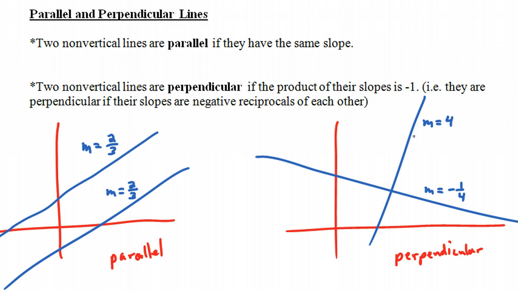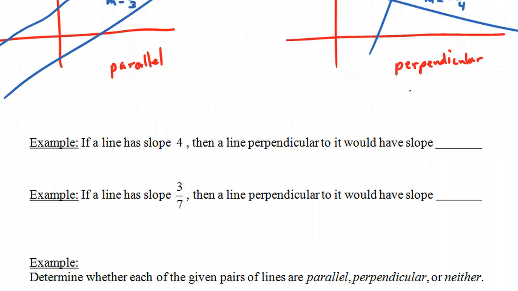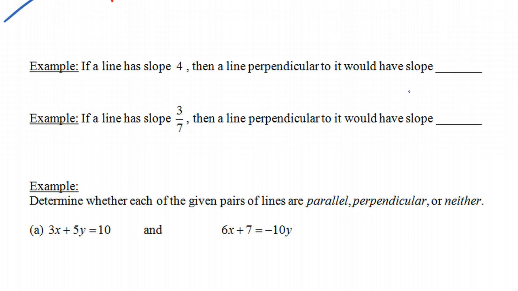-1/4. And it makes sense that it's negative because this line has a positive slope. A line that's perpendicular to it would have to have a negative slope. But notice it's not that this line has a slope of 4 and this line has a slope of -4. This line has a slope of 4 and this is -1/4. 4 times -1/4 is equal to -1. In fact, I think that's the first example I gave right here. If a line has slope 4, then a line perpendicular to it would have slope -1/4.